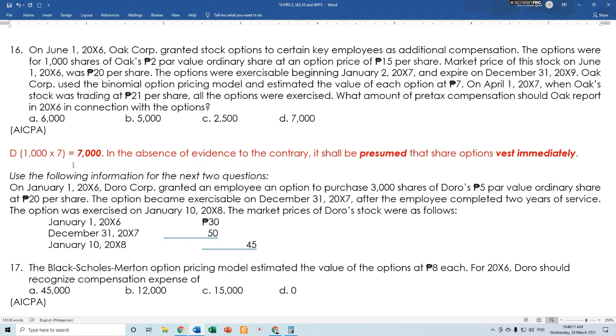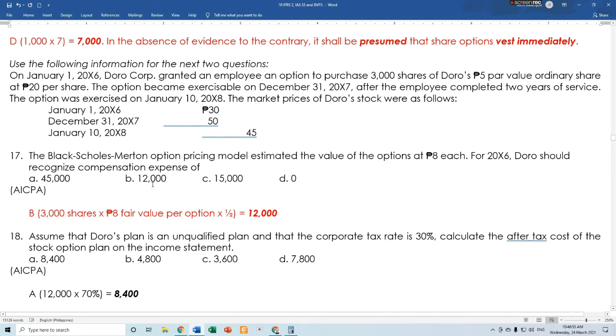On April 1, 20x7, when Oak's stock was trading at 21 per share, all shares were exercised. What amount of pre-tax compensation should Oak report in 20x6 in connection with the options? So the answer there will be yung 1,000 na share options, okay, multiplied by 7, which is 7,000. Okay? Wala naman kasing binigay na vesting period, di ba? Wala namang sinabing kailangan ka pang mag-render ng service, etc., etc. So, it is assumed already na it is already vested. So, automatic diretsong computation, 1,000 times 7 agad yan. 7,000. Letter D. Okay, next.